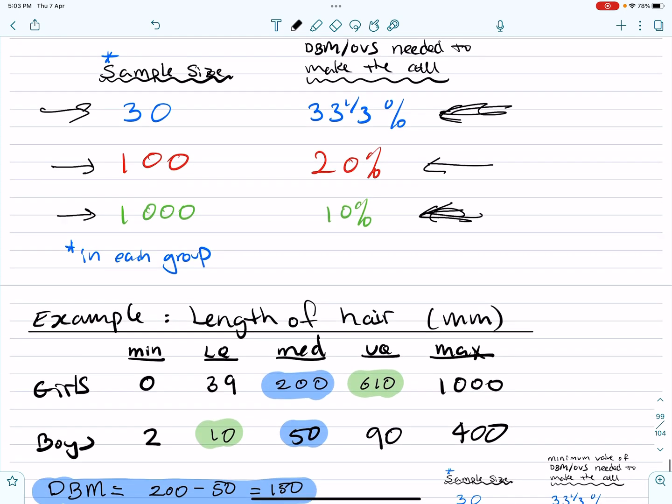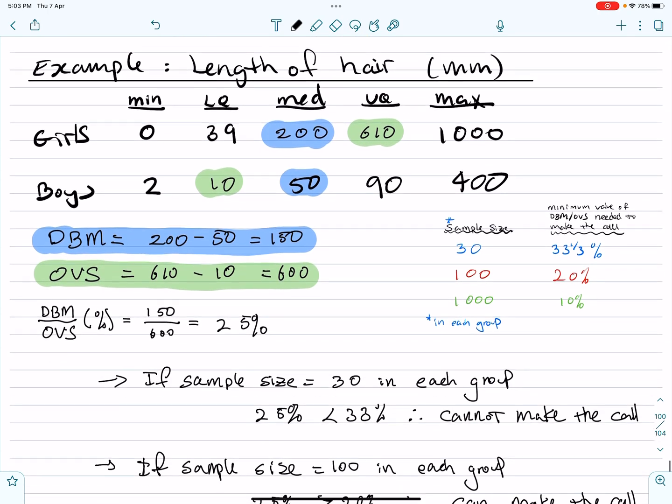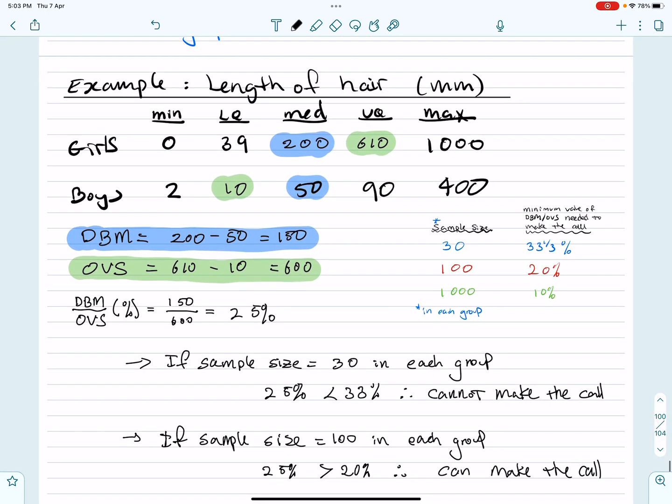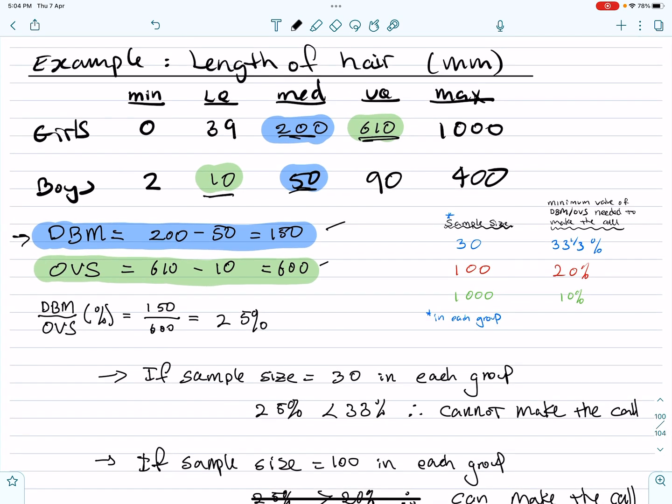Take a quick look at an example. We've got length of hair between girls and boys. The girls' median is 200, the boys' is 50, so the difference between the medians is 200 minus 50, which is 150. The overall visible spread has the upper quartile of this one and the lower quartile of that one, which is 610 minus 10, so the overall visible spread is 600. I've used these numbers for convenience; they're not meant to be realistic. When I do my DBM over OVS percentage calculation, I get, handily, 25%.